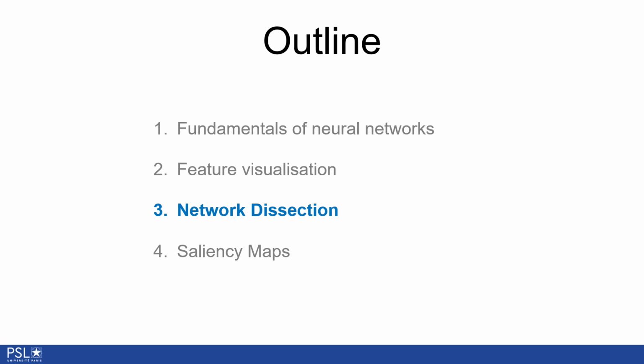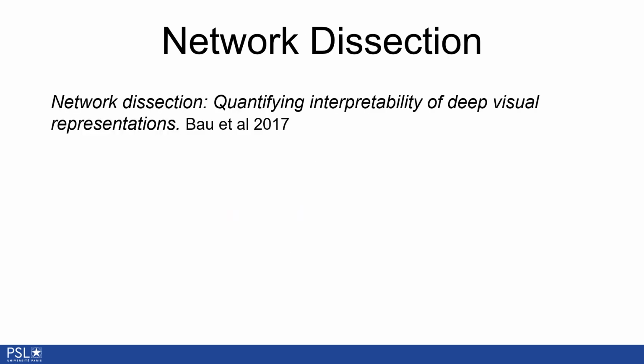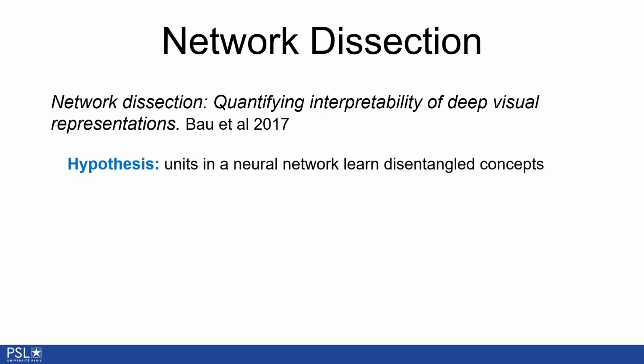We will now turn to a second approach for interpreting features in neural network models called network dissection. Network dissection is an approach developed by David Bau and colleagues in a 2017 study called Network Dissection: Quantifying Interpretability of Deep Visual Representations. The goal of this approach is to test a specific hypothesis, which is that hidden units in a deep neural network learn disentangled concepts. What are disentangled concepts?